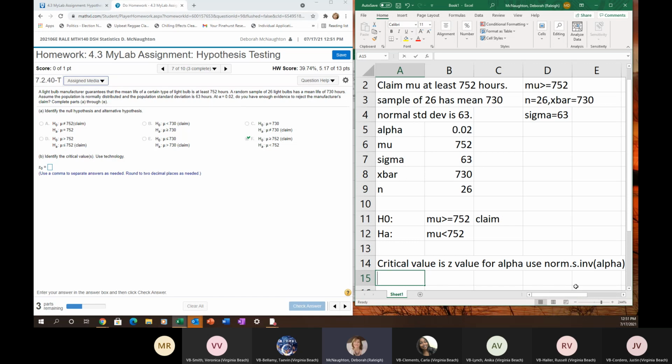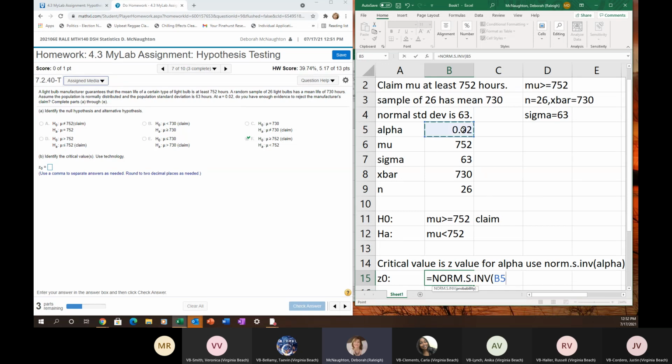Okay. So let's start by finding Z naught. And it is norm.s.inv. So I just use my arrow to go down to that, and then I can use my tab to grab that. And just remember, we use norm.dist if we want to get back a probability, and we use norm.inv if we have a probability and we want to get back a z-score. So here we're going to use norm.s.inv, and then we're going to put in our alpha level.